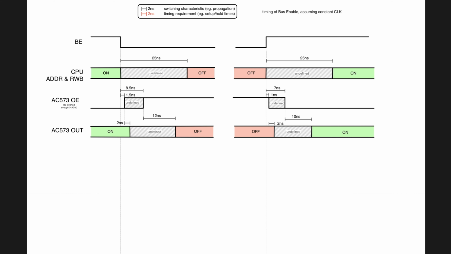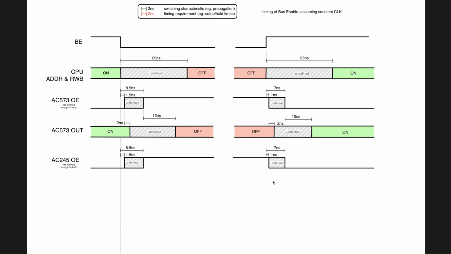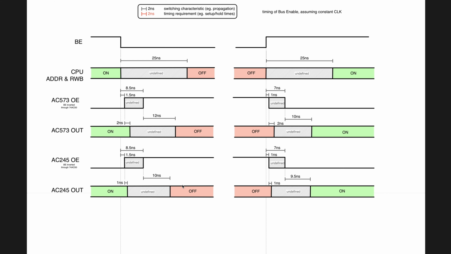Let's take a look at the buffer. Again, we have the same signal going through the NAND gates. And we already discussed the timings of it turning on and off in the previous diagram. So this is the data. And similarly, you can see that it will take 18.5 nanoseconds to turn off, and it will take 16.5 nanoseconds to turn on. So we're also faster than the CPU. So that's good. We're not adding any more delay than the CPU already has.